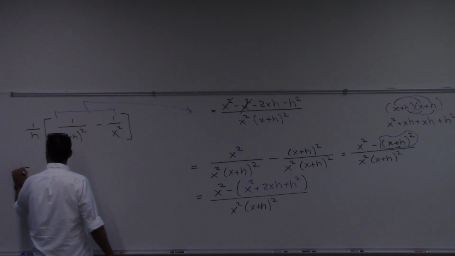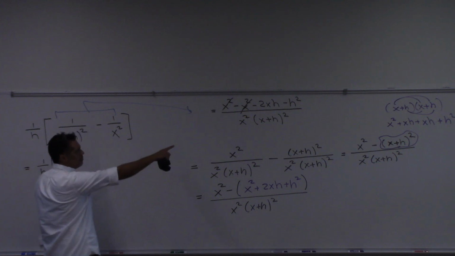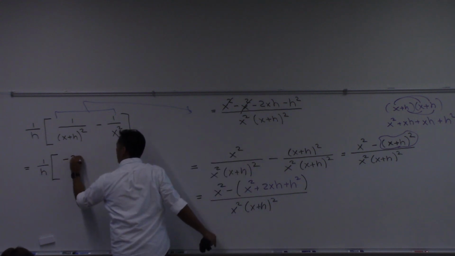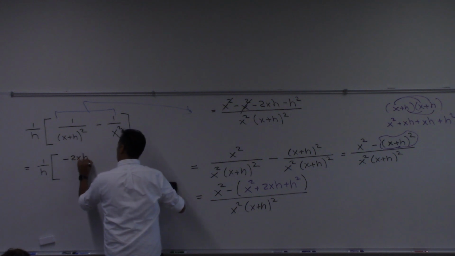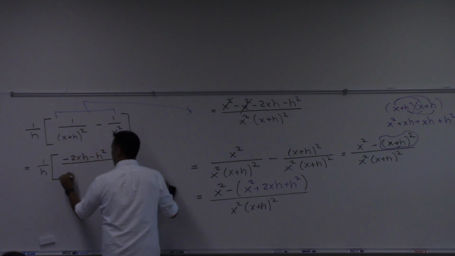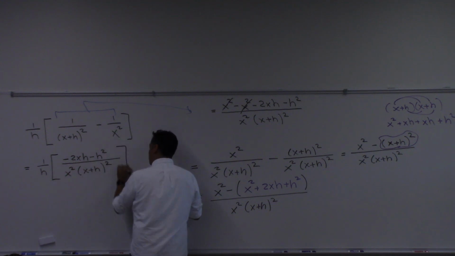Okay, so this is equal to 1 over h bracket. Okay, what did this turn out to be? Negative 2xh, oops, that's a weird h. 2xh minus h squared, right? Over x squared times x plus h squared. Close it.